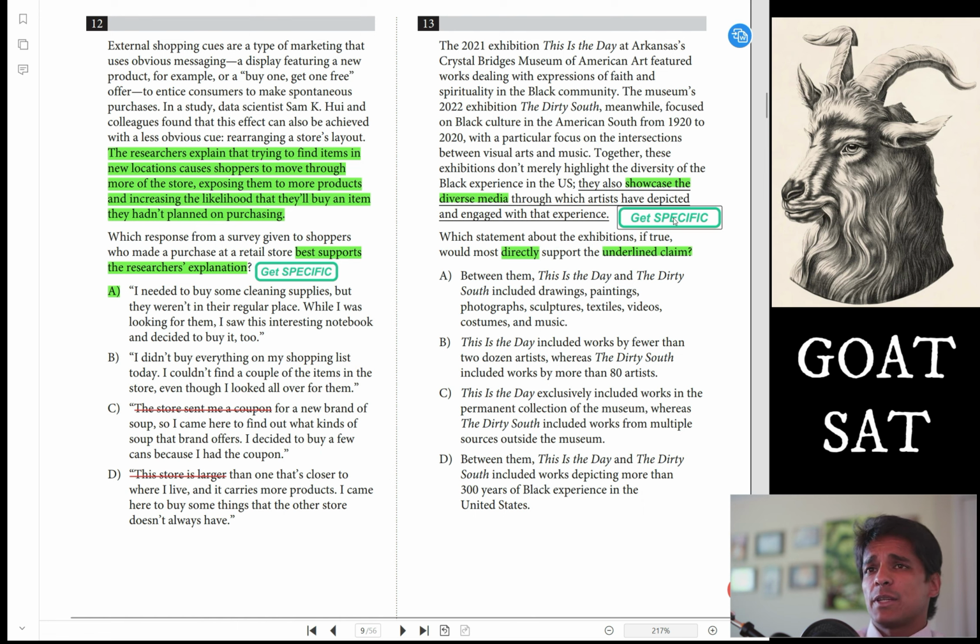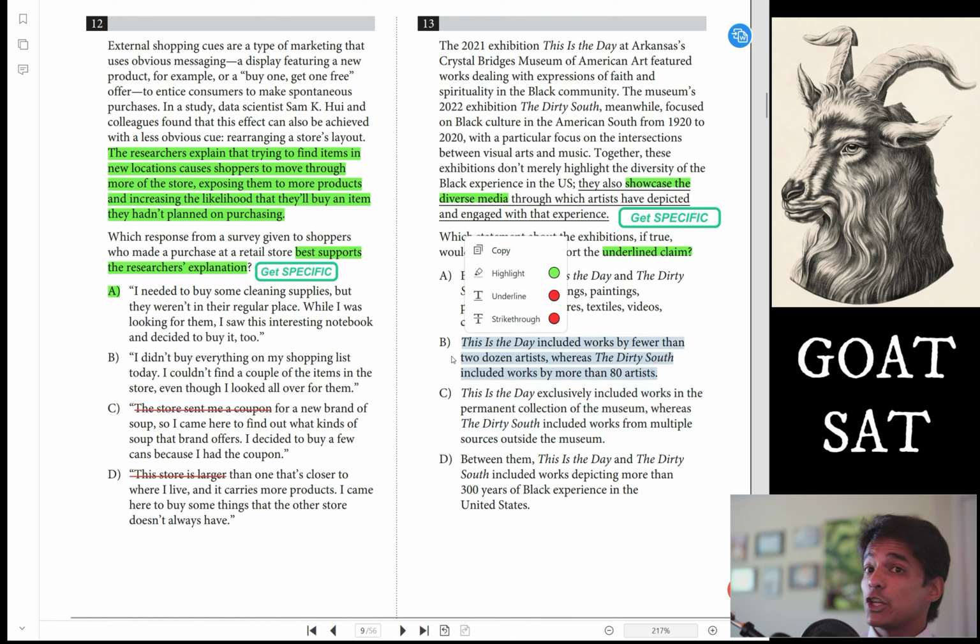One thing you want to get specific with is "directly support the underlying claim." See, these are basically the same question. Even though this is a statement and a quote, and this is an underlying claim, we need to get specific about what the claim is and what the statement is talking about. So here they specifically talk about diverse media and artists have depicted and engaged with experience. If it doesn't have diverse media in the answer choice, it cannot be the answer choice. So nothing about the media type, nothing about diverse media. It talks about multiple works and multiple sources, but not about diverse media types.